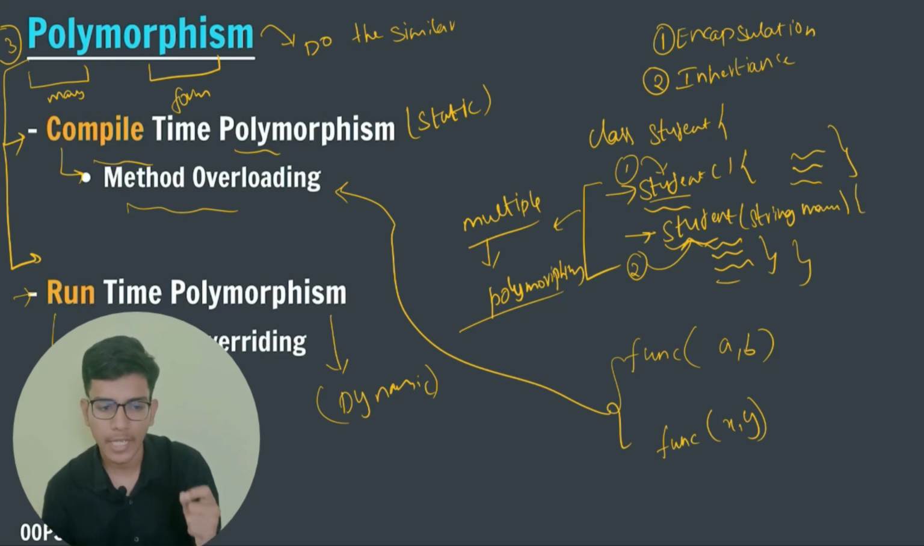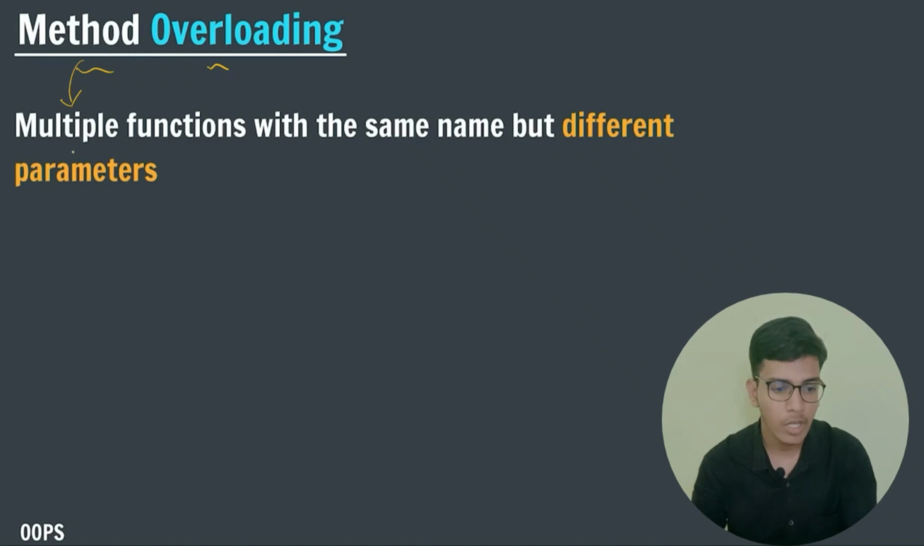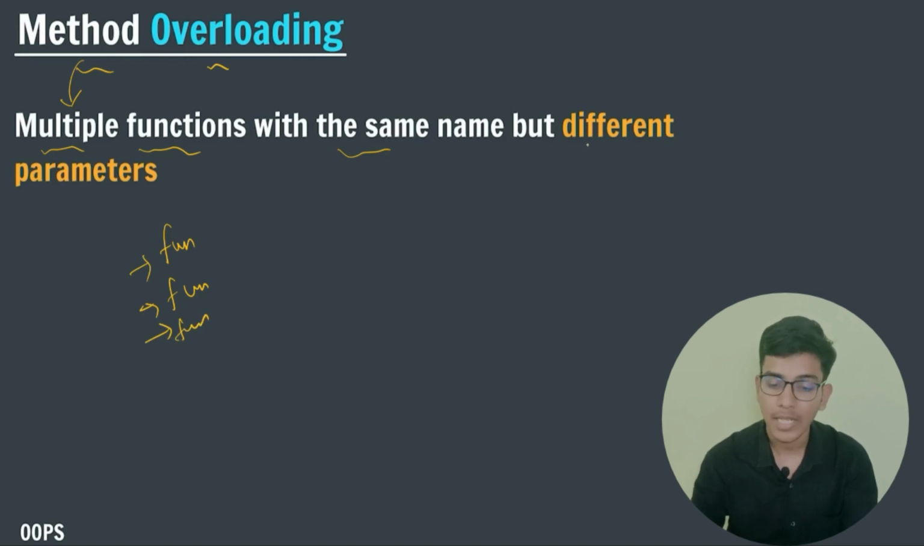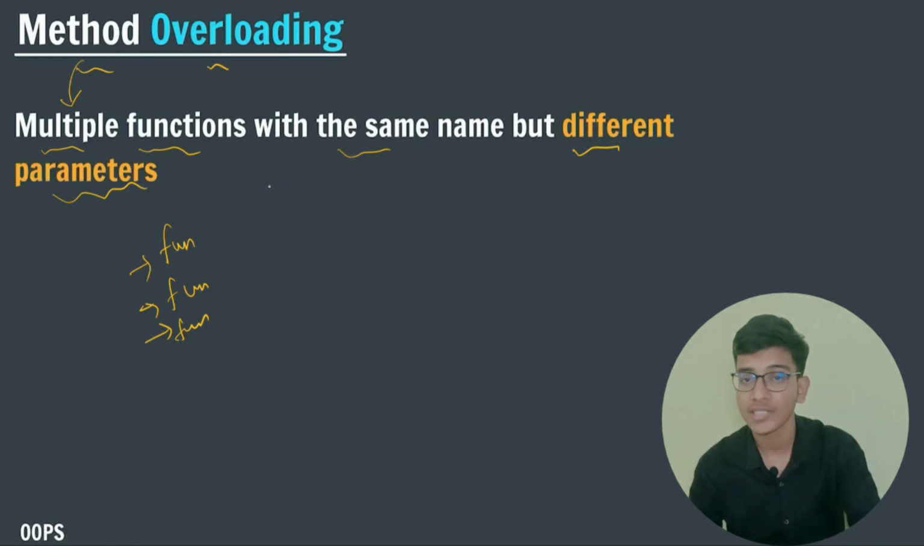By combining this, we get our word polymorphism. I hope you have understood the meaning of polymorphism. That is, the function's name is the same, but whatever work goes on inside is different. Now let us talk about the two types of polymorphism, method overloading and method overriding. Method overloading means we have multiple functions with the same name, function 1, function 2, function 3. The name is the same, but the only change is the parameters we send. That kind of example is known as method overloading.